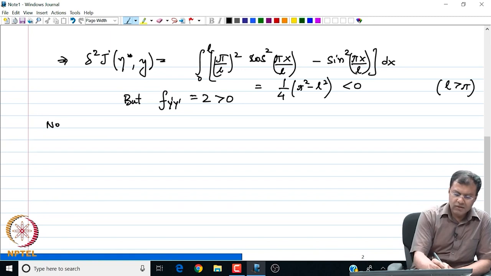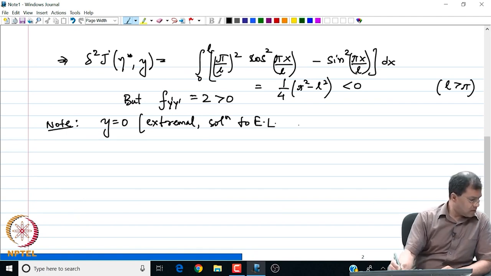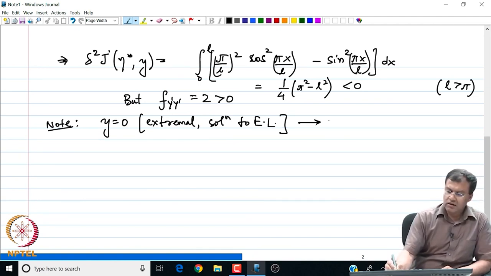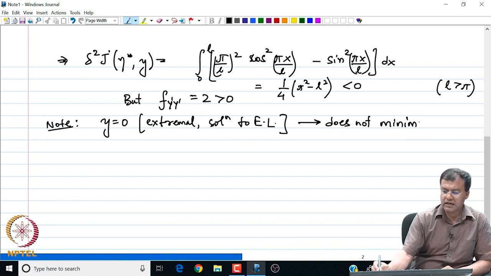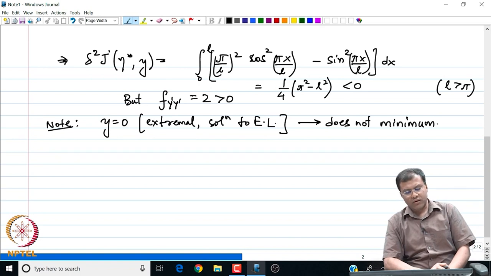Now, it turns out that one of the extremals, so note that y equal to 0, which is an extremal or the solution to the Euler Lagrange, does not give the minimum, right. So this is the fallout of the Legendre condition here, which means that although the Legendre condition holds, we are getting the second variation negative, and the implication being that we have one solution to the Euler Lagrange which is not the minimum, right.